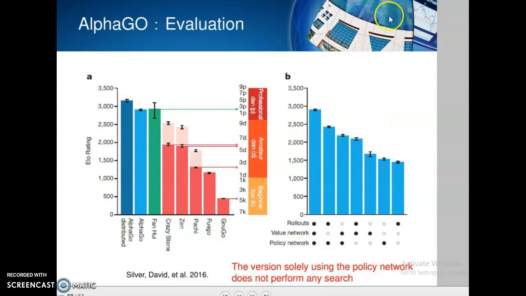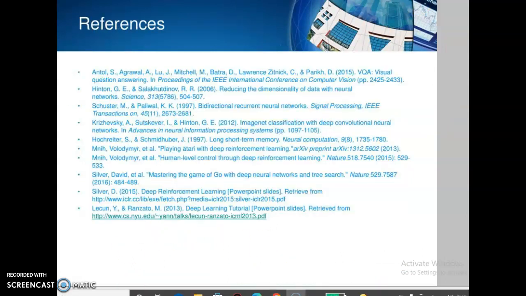AlphaGo evaluation. Silver, David et al. References.